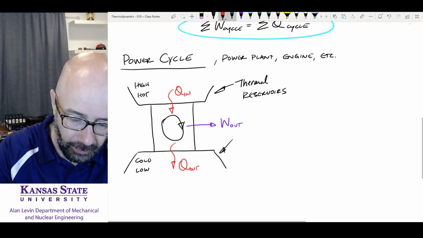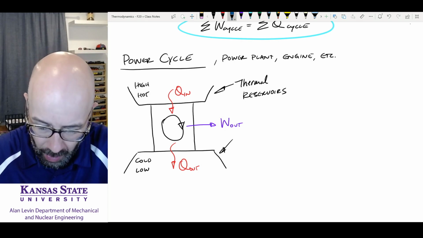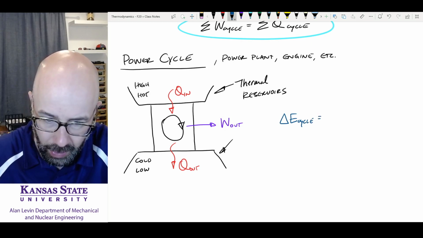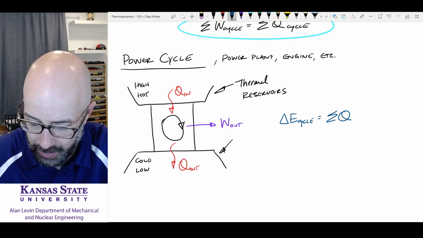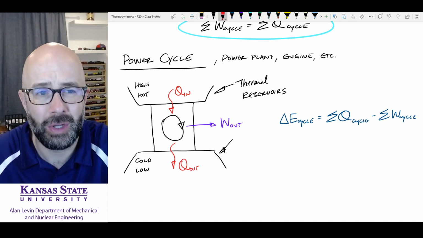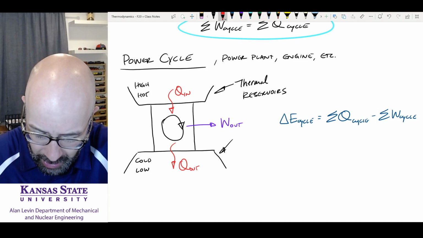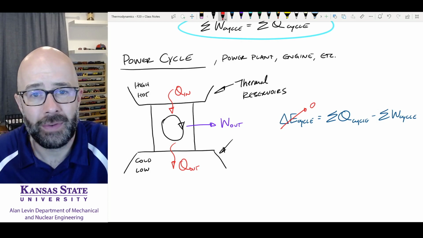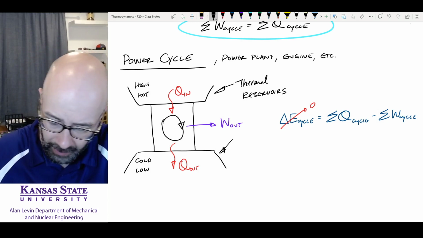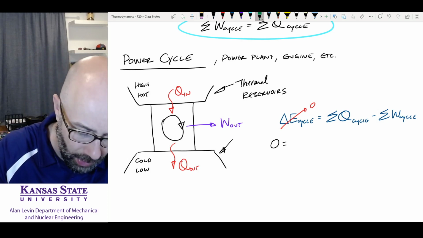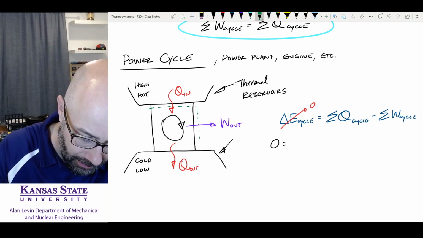Now, if we look at this power cycle, we're going to say that for the cycle, the change in energy for the cycle is equal to the summation of the heat transfer for the cycle minus the summation of the work for the cycle. That's what we just talked about. And we said the change in energy is going to be the internal energy only, and that internal energy is going to go to 0. So we are going to just be left with the heat transfer of the cycle and the work of the cycle. So what do we have here? 0 is equal to, well, let's see, what do we have for the cycle?